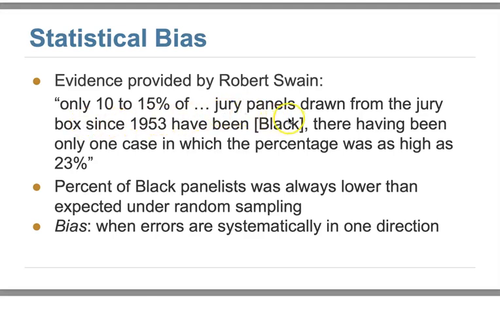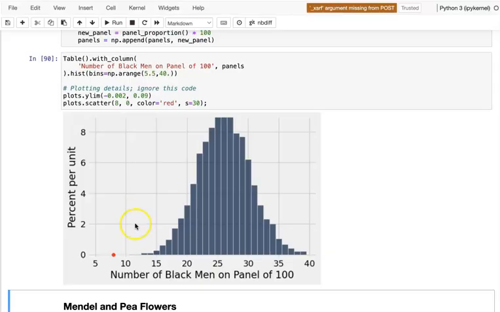Not only is his case 8%, he also provided other evidence. Jury panels drawn from the jury box since 1953 are only 10 to 15%, compared to the 26%. The only case with a higher percentage is just 23%. Comparing 10 to 15% to our simulation, that percentage is very small. Using the histogram, as when we calculated percentages, you can see this is less than 5%.